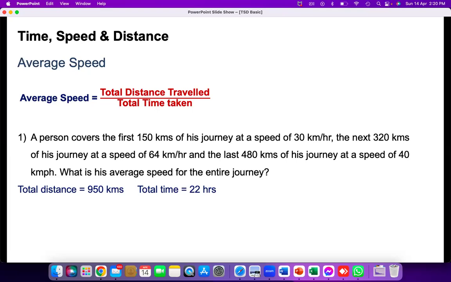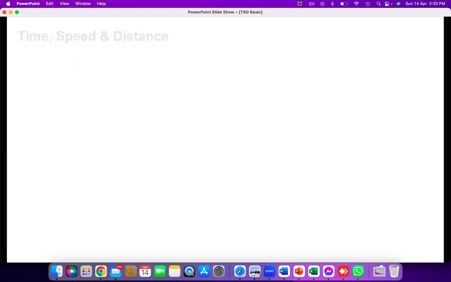And total time is 22 hours. So 150 divided by 30, you get here the number of hours. And in the second case also 320 divided by 60, and then you get time, and then 480 divided by 40. You get that as well. So total time is 22 hours. And this is how 950 divided by 22, you get 43.18 kilometer per hour. Very simple, right?